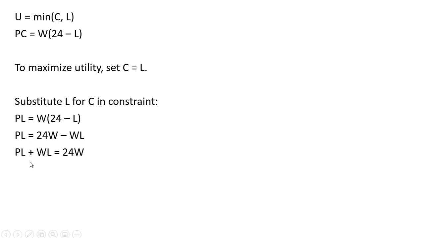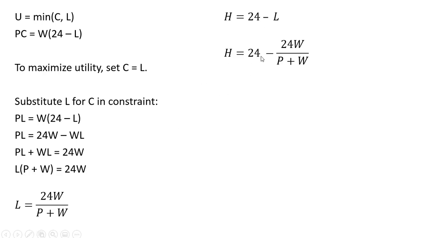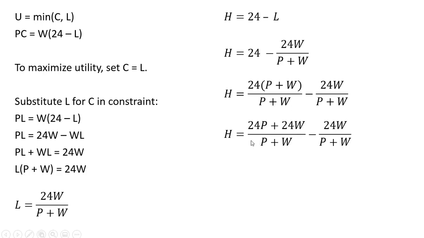Factoring out an L on the left-hand side and dividing through by P plus W. This is hours of leisure. Since hours of work is 24 minus L, we're going to have 24 minus our following result over here. Getting a common denominator and simplifying, we have our labor supply.